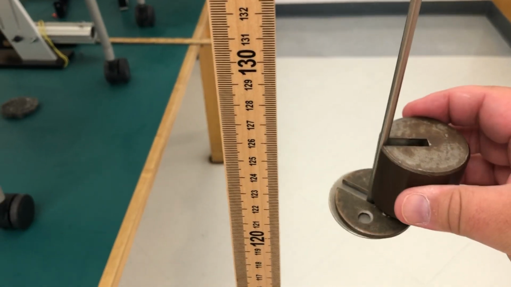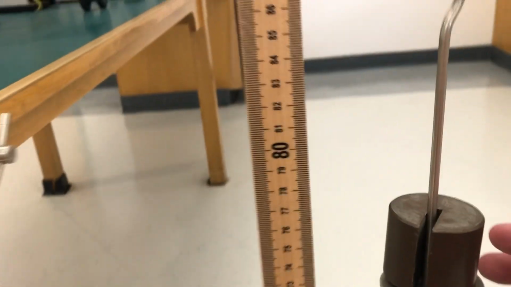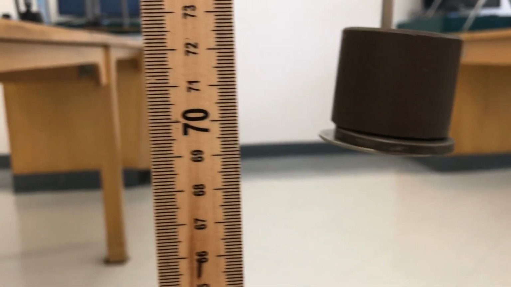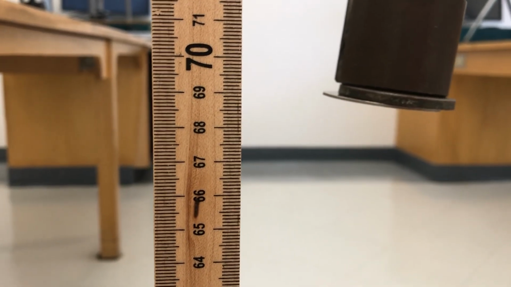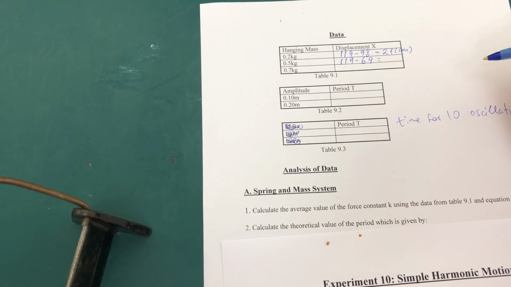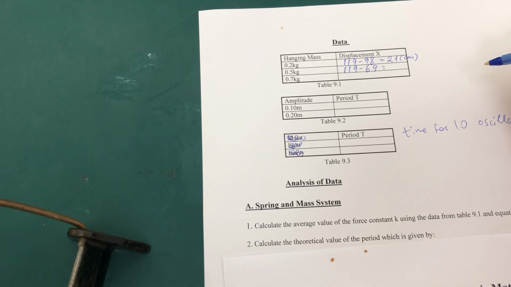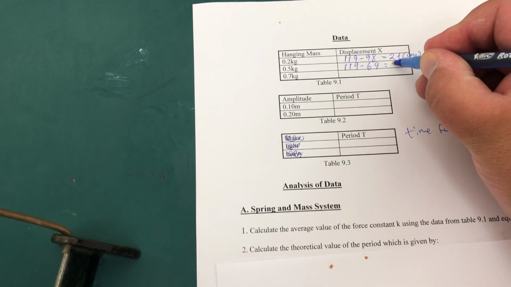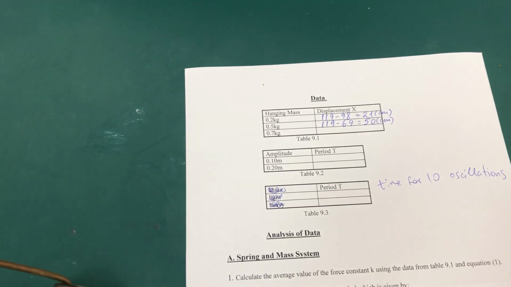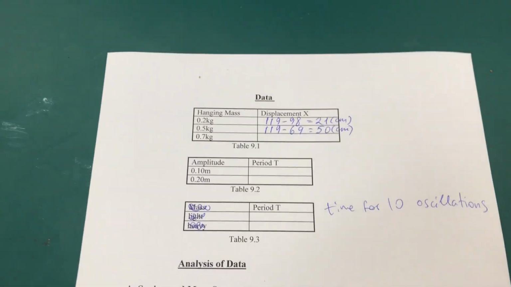Now we have to add 0.5 kilograms, and it's going to stretch way more. So we have 69 centimeters this time. So starting from the same 119, we are at 69, and that gives us 31 and 19, that's 50 centimeters of displacement.